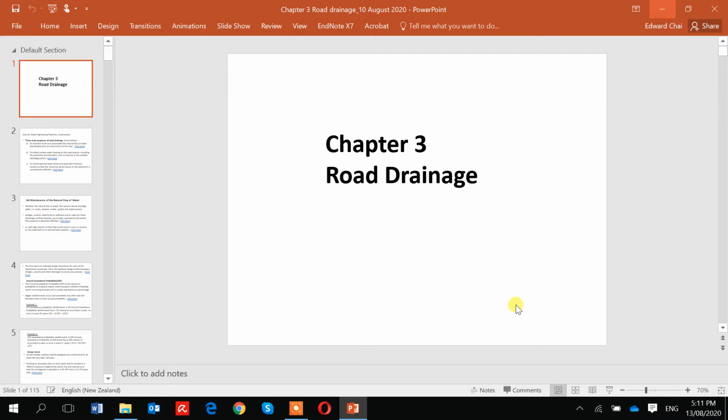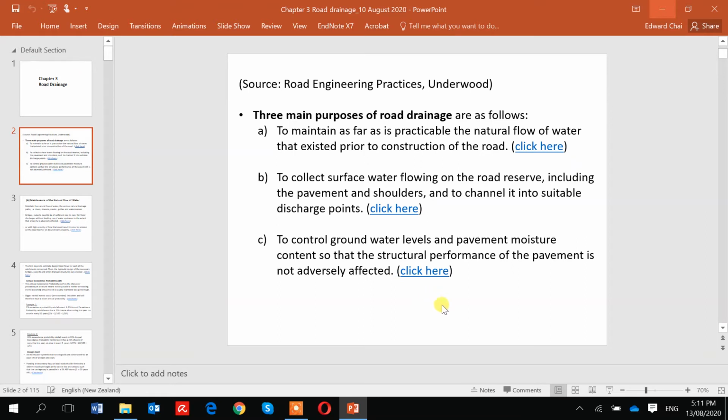After that, we're going to look at the other things for road drainage: the requirements for road drainage, how we solve the collection, and the ways to drain away the water effectively. So this first part, we will be looking at the three main purposes of road drainage. As you can see on the screen, firstly, it is to maintain, as far as practical, the natural flow of water that existed prior to the construction of the roads.